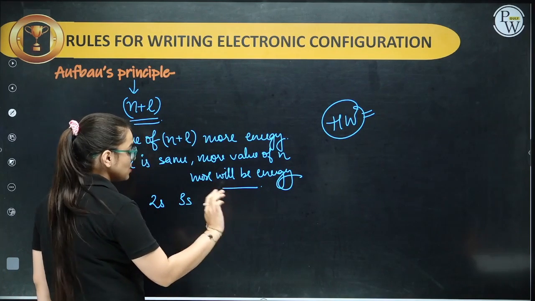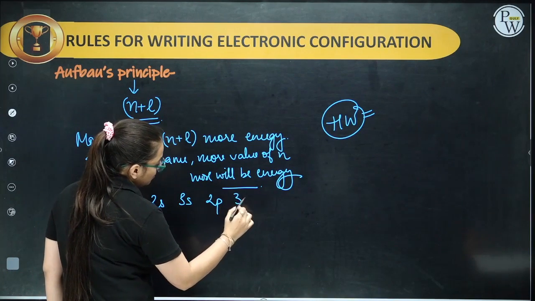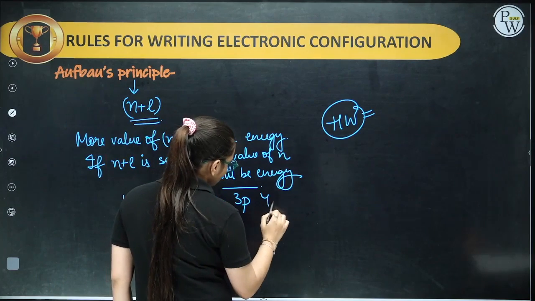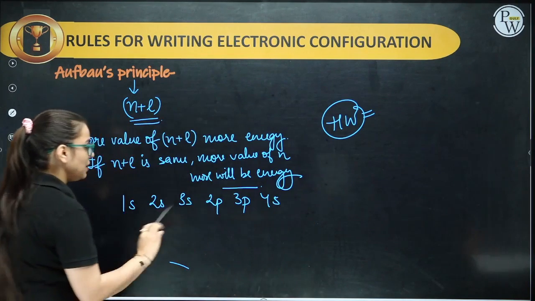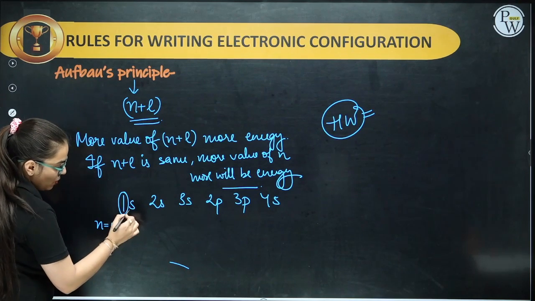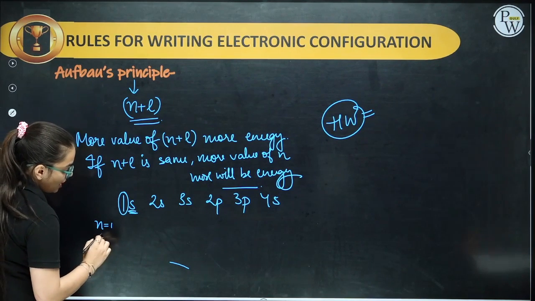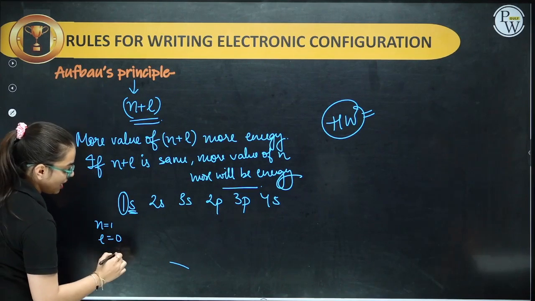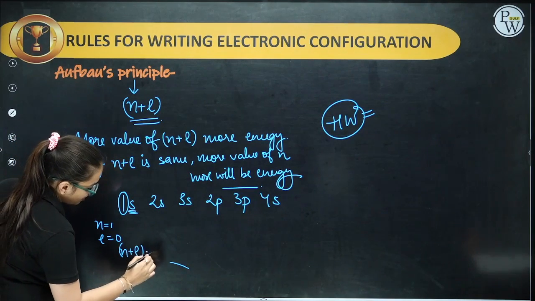Okay, I am just taking a random example. 2p, 3p, okay, 4s. See, for example, if we have these over here. Now, what is the value of n? n over here is 1. This is the n value. s is written over here. For s, l is going to be 0. So n plus l comes out to be what? Here it comes out to be 1.